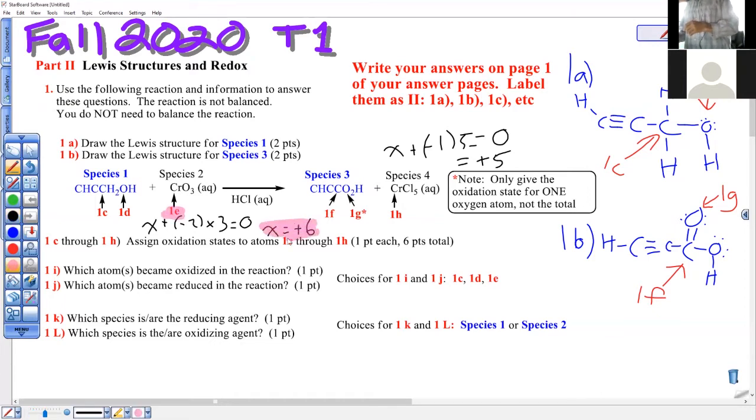1E is +6 and 1G... oh, not a highlighter anymore. That's not G, that's H. H is +5. So we call that reduction. So choices for 1I and J. Which atom became reduced is J, and so you're going to say atom 1E became reduced.